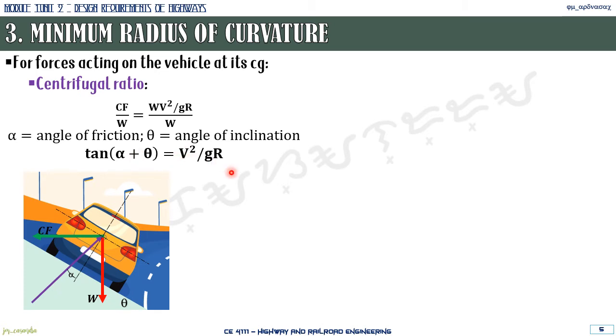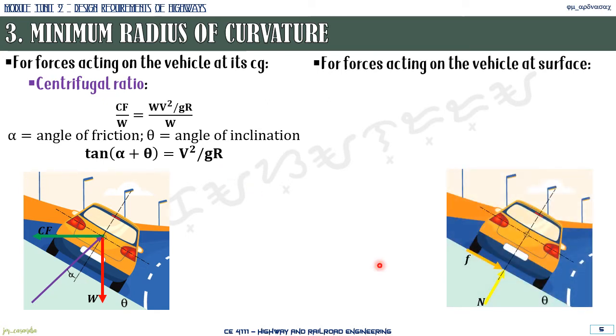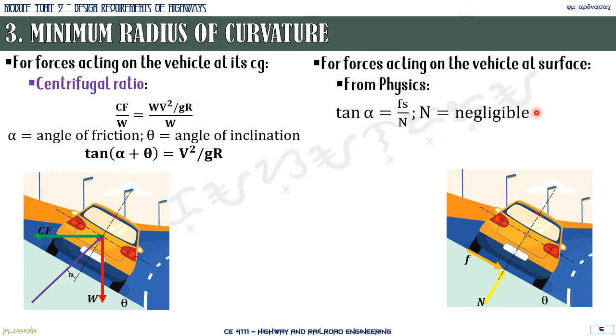So next, taking into consideration the forces acting on the vehicle at the surface, we now have our skid resistance, or the friction divided by the normal force from your physics. As the vehicle moves along your horizontal curve, the normal force will now be considered negligible. Thus, tangent of alpha is taken as equivalent to the skid resistance Fs.